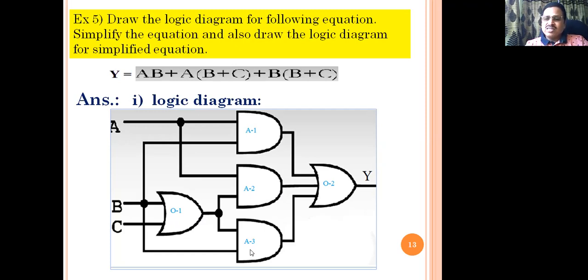Then for the third AND gate, the inputs are B and (B or C). So B and (B or C) is the resultant third term from the third AND gate. Then all these outputs are given to a 3-input OR gate number 2, whose output Y gives the resultant equation: A and B, then A and (B or C) from the second AND gate, or B and (B or C) from the third AND gate.